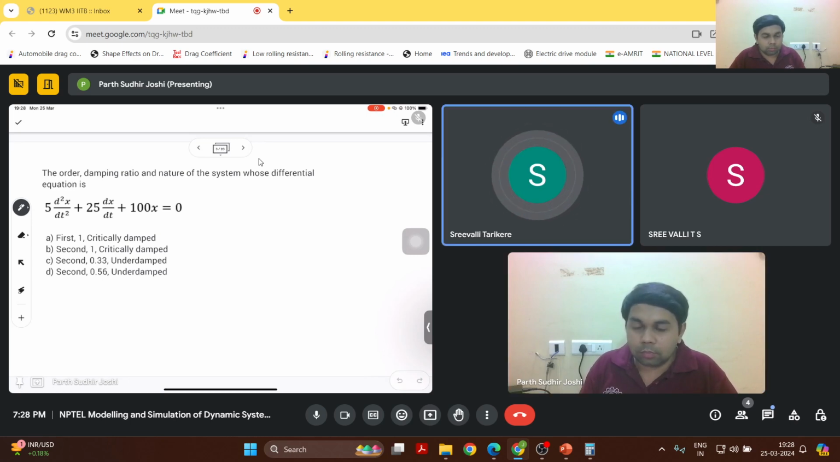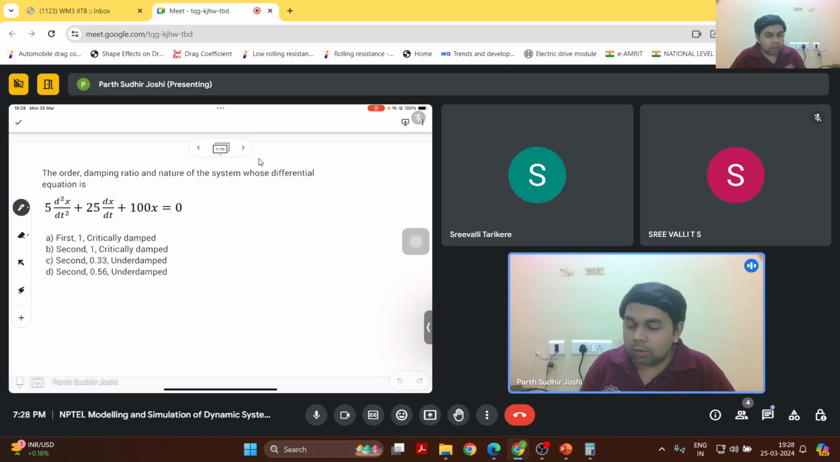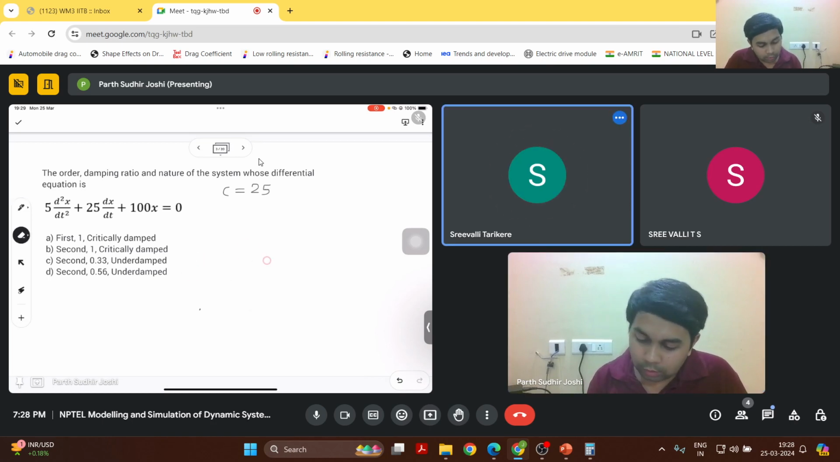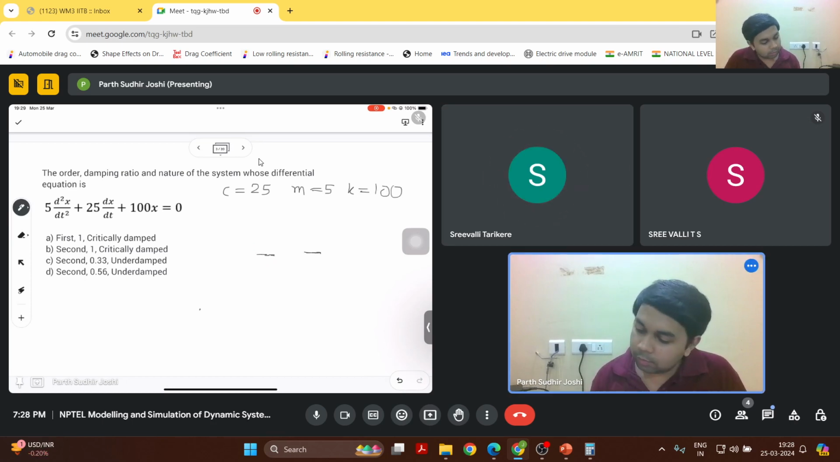Damping ratio is given by the root of c square by 4 mk. So what is m, c, k over here? C is 25. M is 5. K is 100. Okay, fine.